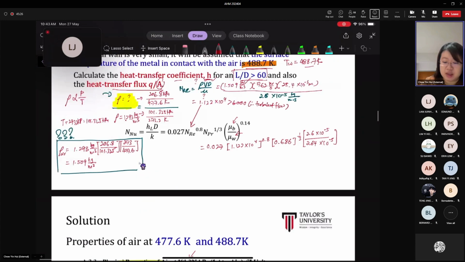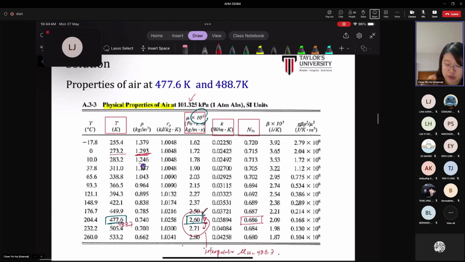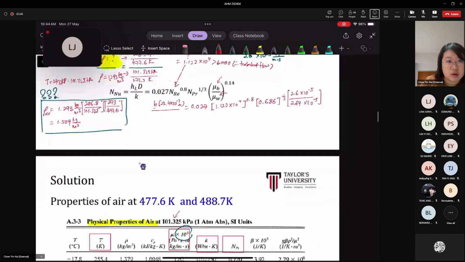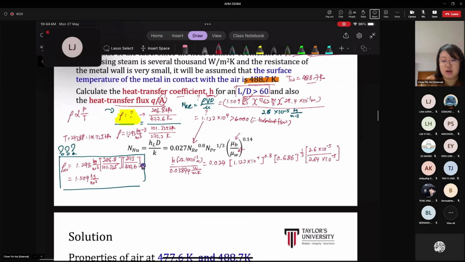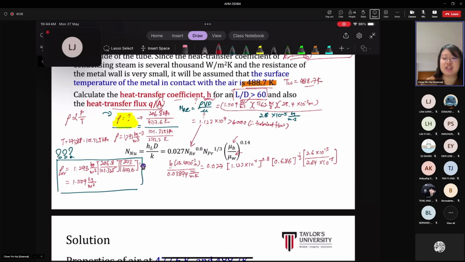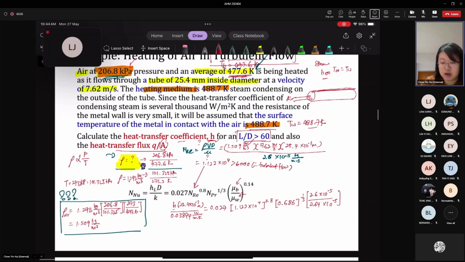The next thing is finding our convective heat transfer coefficient. We substitute the diameter, 25.4 × 10^-3 meter, and divide by the thermal conductivity at the bulk fluid temperature, which is 0.03894 watt per meter Kelvin. That is actually not that difficult. It's just finding your data at the bulk fluid temperature or the wall temperature, substituting it into the correlation, then you can calculate the h value.